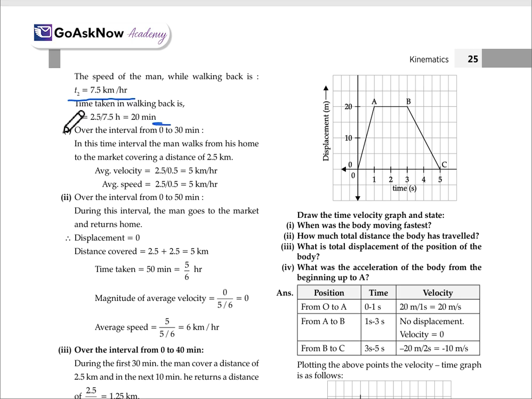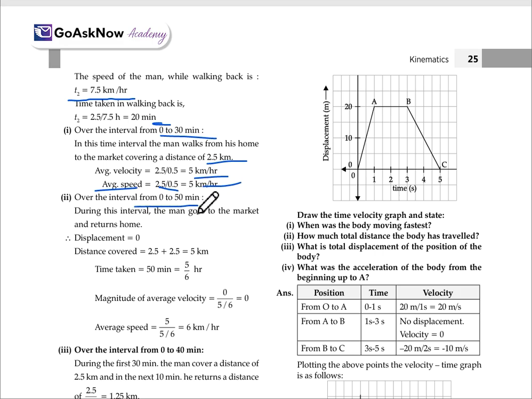Now, over the interval from 0 to 30, firstly, it's asking from 0 to 30. In this time interval, the man walks from his home to the market. Distance is 2.5, so average velocity will be 2.5 upon 0.5, which means 5 km per hour. And average speed will be 2.5 upon 0.5, which means again 5 km per hour.